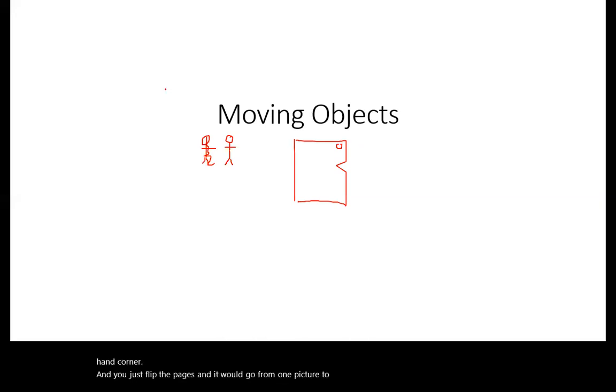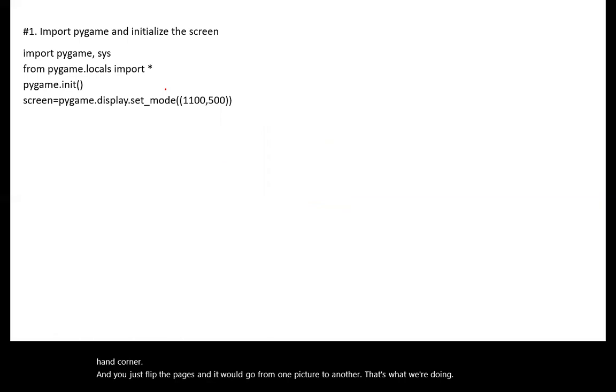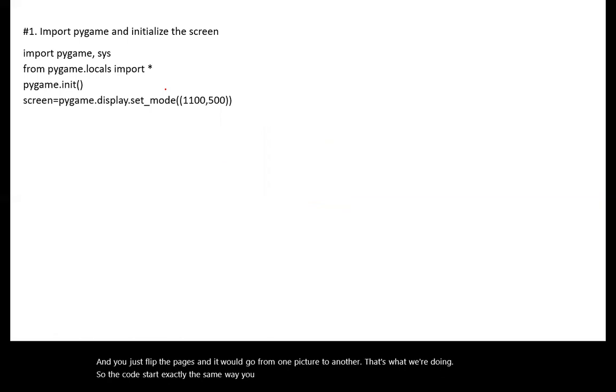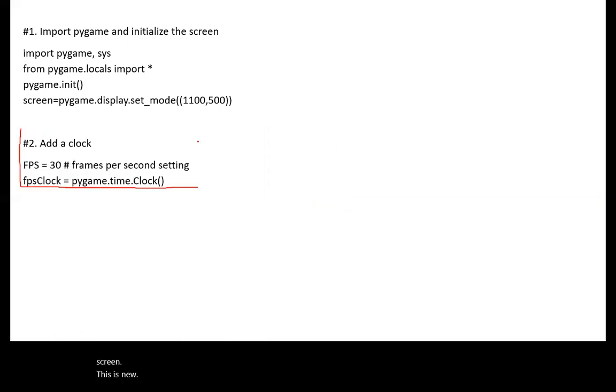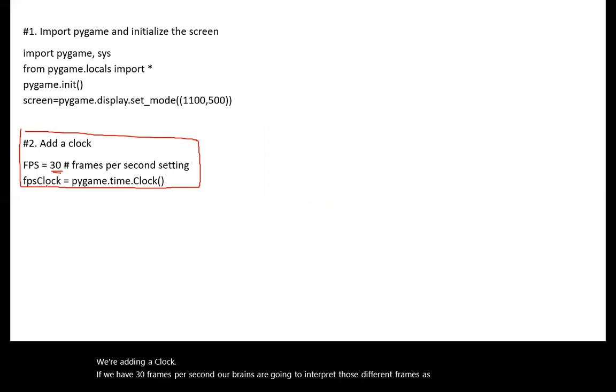So the code starts exactly the same way you did when you were drawing a picture. You import Pygame, initialize the screen. This is new. We're adding a clock. If we have 30 frames per second, our brains are going to interpret those different frames as movement. You create a clock, and that gets the clock working.